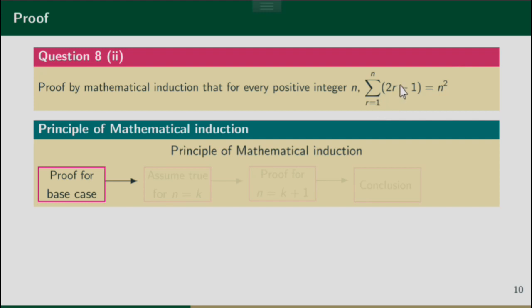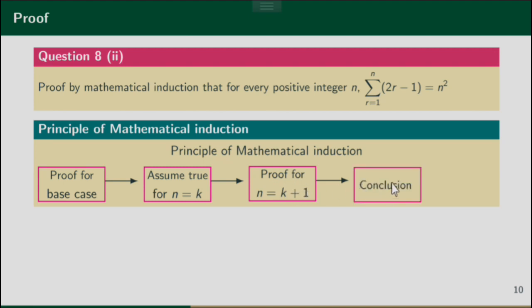That means the base case in those questions will be n equals 2. But in this case, I'm starting from r equals 1. So that is the base case. Then when the base case is verified, you move on to the assumption case. That means you assume that the statement is true for some n equals k. You move now to the inductive step, where you prove that it is true for its successor, that is n equals k plus 1. And if this step is verified, then you draw a conclusion.